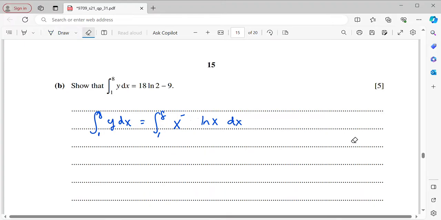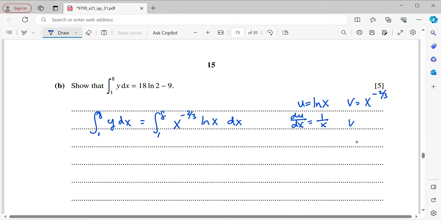Okay, so when we need to integrate this, the first term is x to the degree negative 2 over 3, and the second term is ln x. So it means that for this integration, we need to use integration by parts. So now my u is going to be ln x. So my du dx will be 1 over x. Now my dv dx is going to be x to the power of negative 2 over 3.